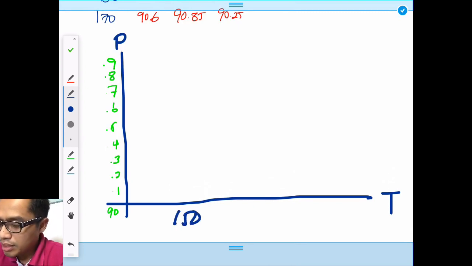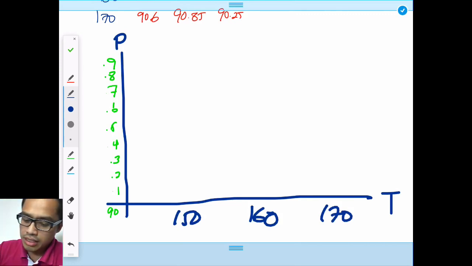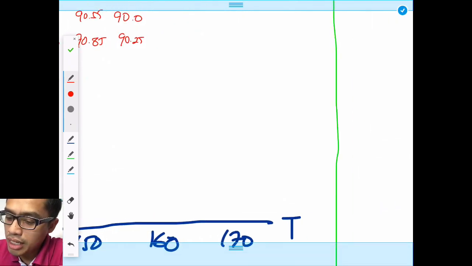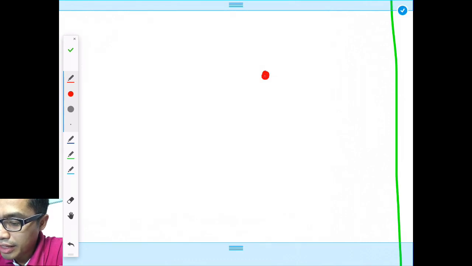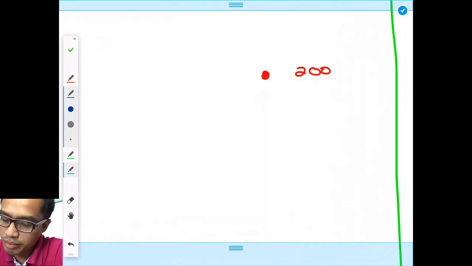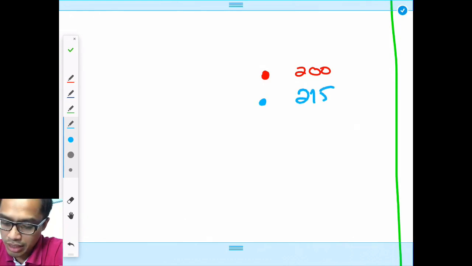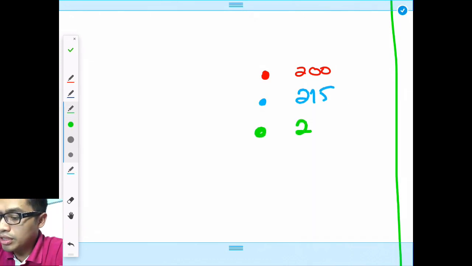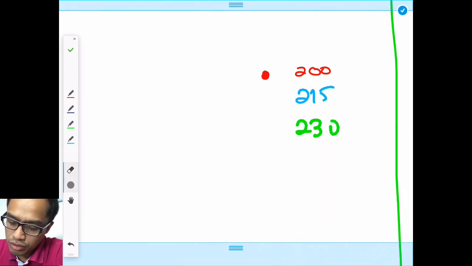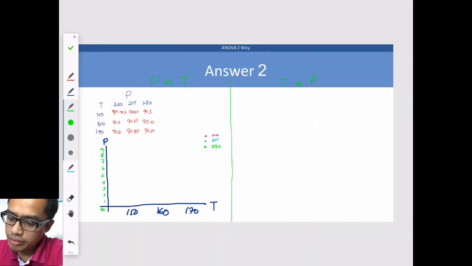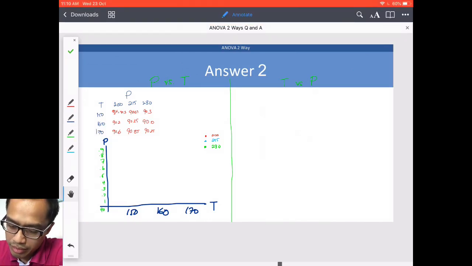Here the temperature wise, it will be 150, 160, 170. I'm going to plot them. So here I'm going to use colors. The legend will be a red circle for 200 kilopascal, a light blue circle for 215 kilopascal, and a green circle for 230 kilopascal. Or if you like, you can also use a circle, a triangle and a square. Okay, let's take a red color.